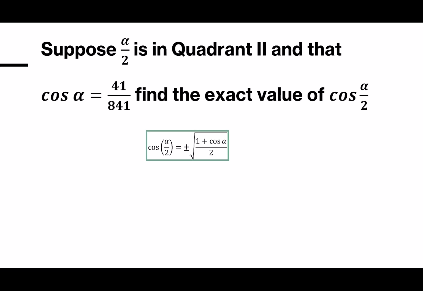To start, I want to remind you that cosine of alpha over 2 is equal to plus or minus the square root of (1 plus cosine alpha) over 2. The sign of cosine alpha over 2 will be determined by the location of alpha over 2. For our example, cosine of alpha over 2 will be equal to plus or minus the square root of (1 plus 41 over 841) divided by 2.